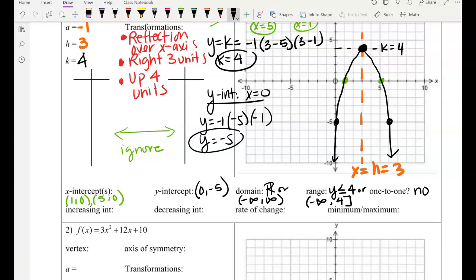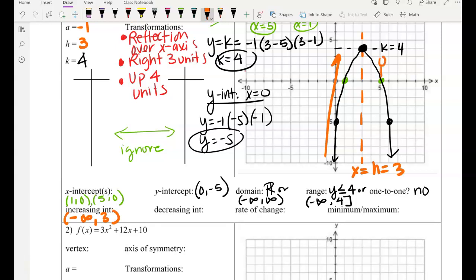Let's see, next one says increasing. Increasing is when we can hike up, or think of it as a positive slope. So increasing is on the left side of the axis of symmetry. So it's negative infinity to the h value, which is 3.